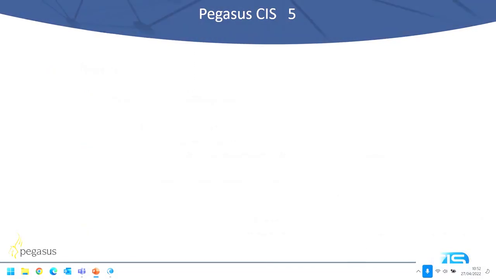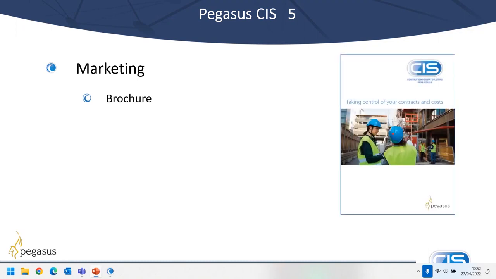Okay, what have we done from a marketing perspective? Let's have a chat about the collateral we've put in place to support this release. The first thing we've done is create a new brochure that displays and describes the new features and functions of Pegasus CIS5, along with the standard information that describes how and what the product is designed to do. These are provided as PDF documents and they'll be available off the Media Center within the Pegasus website.